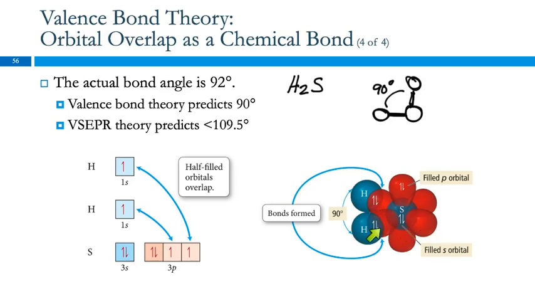Because that's the orientation of those p orbitals. But when we look at the actual bond angle, it's 92 degrees, and VSEPR theory predicts something less than 109.5. So this overlap business needs some help. It's not quite making it yet.